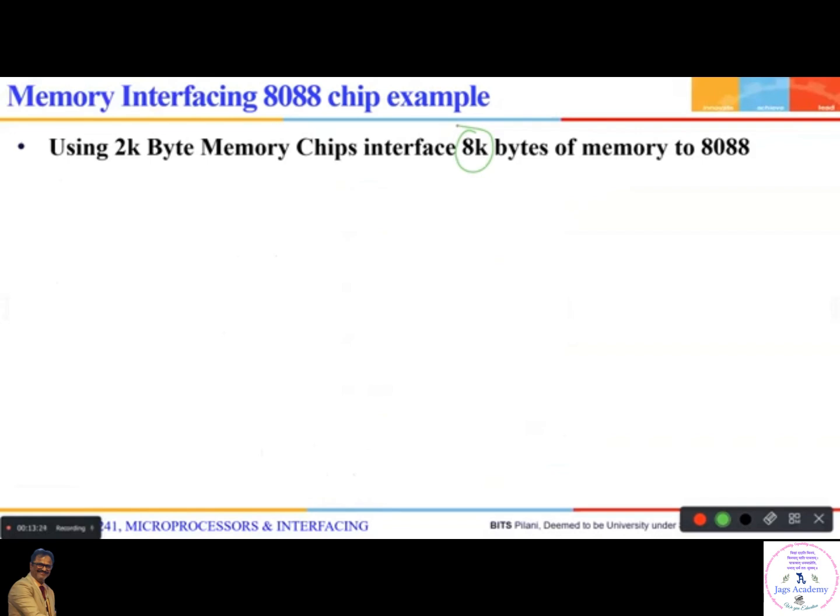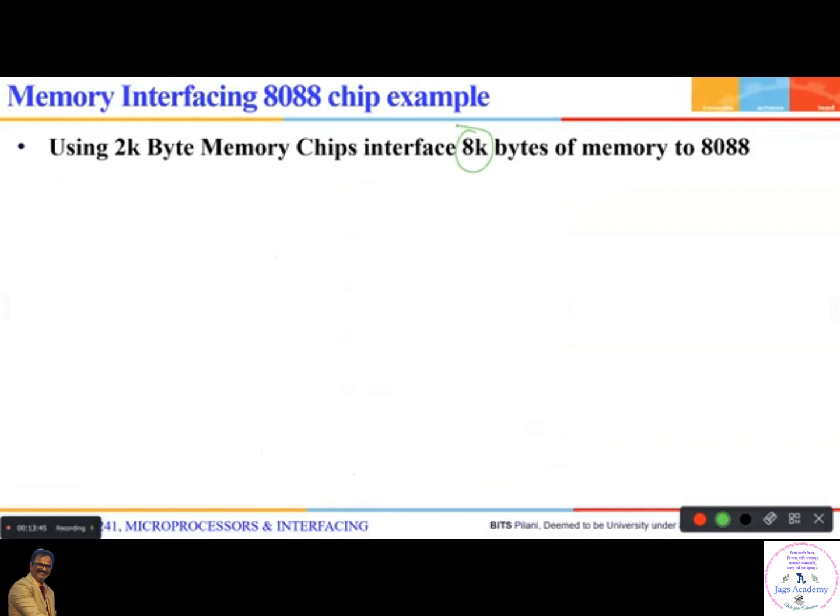8K memory chip is not available. Assume that 8K memory chip is not available. Only 2K is available. So how many memory chips are required to interface 8K of memory here? 4. You need 4. That is the first thing that should come into our mind the moment you see the question.